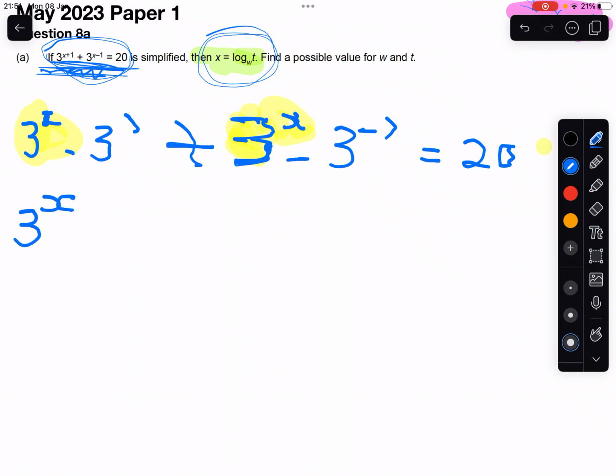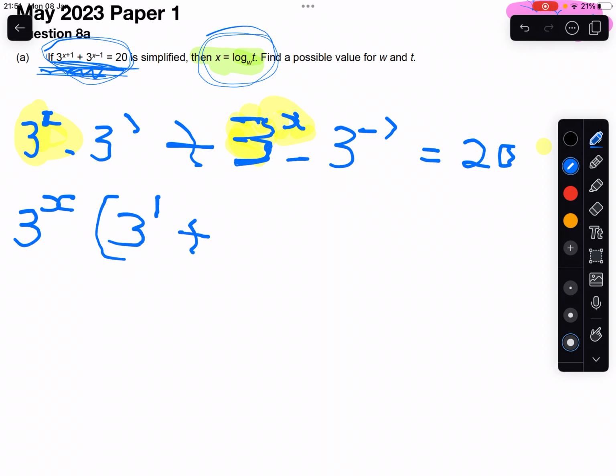Okay, so we can factor out 3 to the x. In the first term, we'll be left with 3 to the 1. And in the second term, we'll be left with 3 to the minus 1. Right, and that is equal to 20. So we're almost getting there, right? This 3 to the x is looking very exciting, okay?